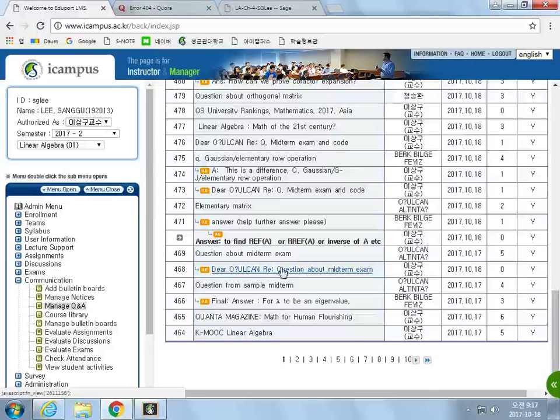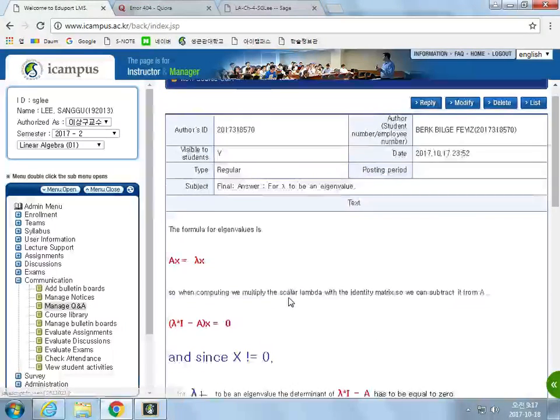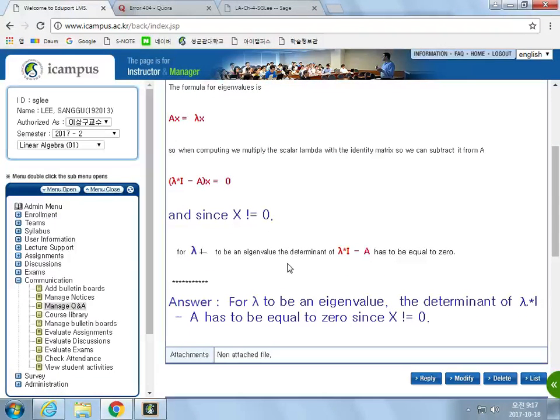And all kind questions, and simple. Okay, here. And Orkan asked why you used the determinant of lambda I minus A is equal to 0 to find the eigenvalues of A. Okay? Here, there was some errata so I fixed it here.